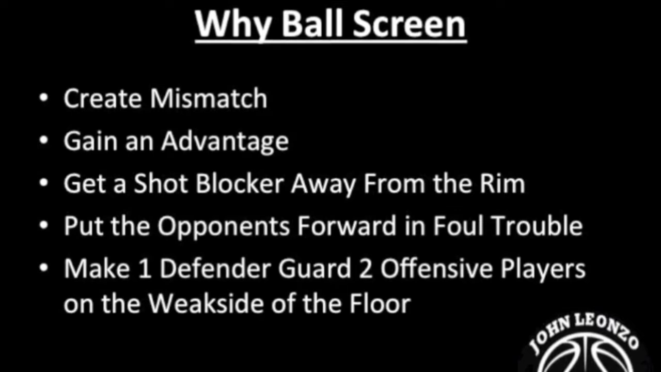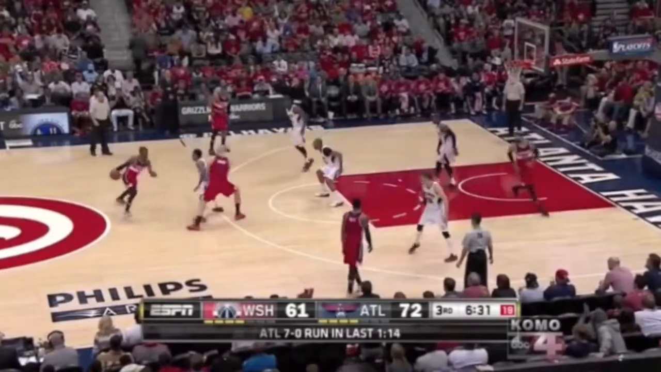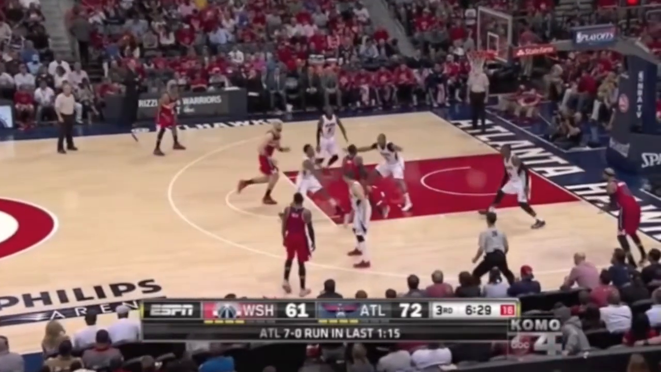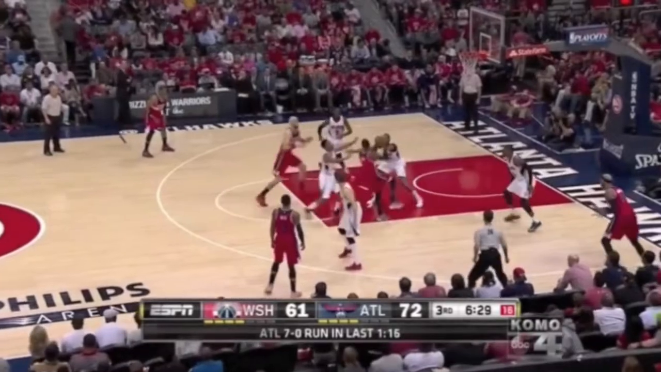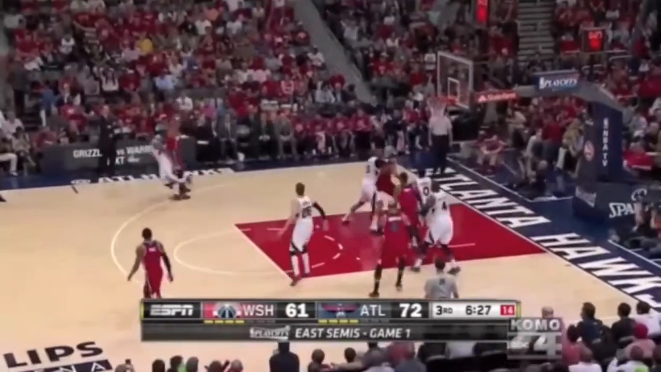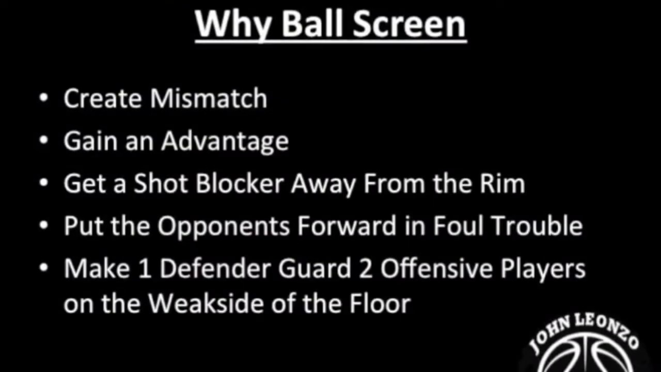The second reason why to use the ball screen is because it gives the offense an advantage by making 3 defenders guard 2 offensive players. You have the screener and the dribbler in terms of offense in the ball screen, but defensively you have the on-ball defender, the man guarding the screener, and then the help defender who's going to have to take the role and guard on the weak side, putting the offense in an advantageous situation.